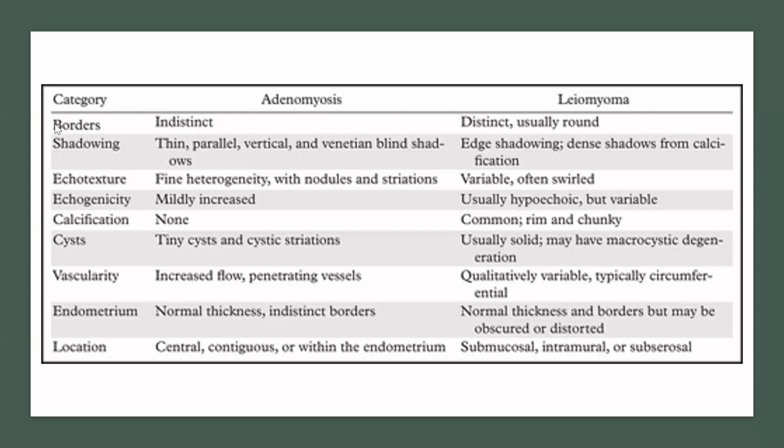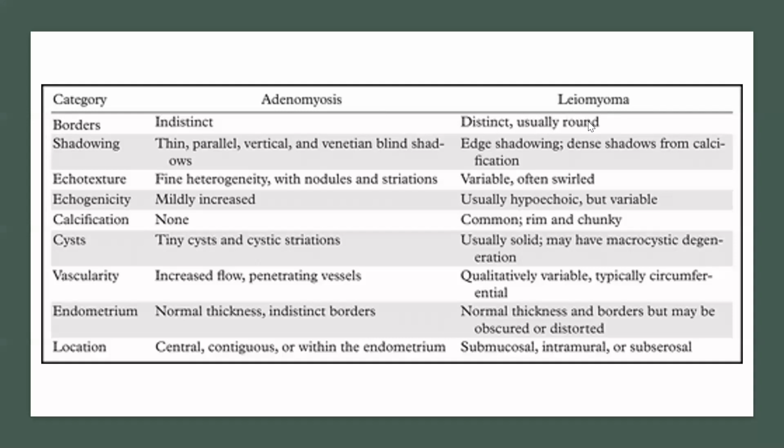You're going to comment on the borders. In adenomyosis, it's indistinct borders. Sometimes you cannot see any distinct borders for the adenomyosis, but in leiomyoma, you would see distinct, usually round border, giving rise to the capsule. The shadowing in adenomyosis, it's thin, parallel, vertical, Venetian blind shadows. As I told you, from Venice in Italy, they use these shutter windows. It looks like those shutter windows. You could draw it with a pencil.